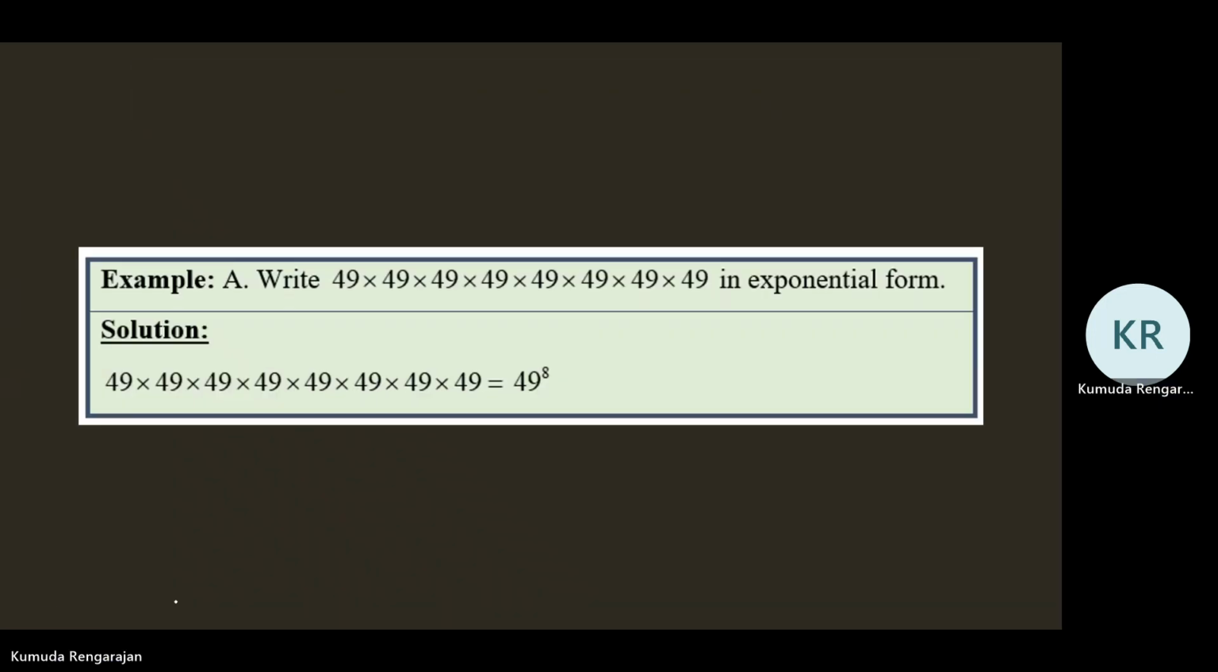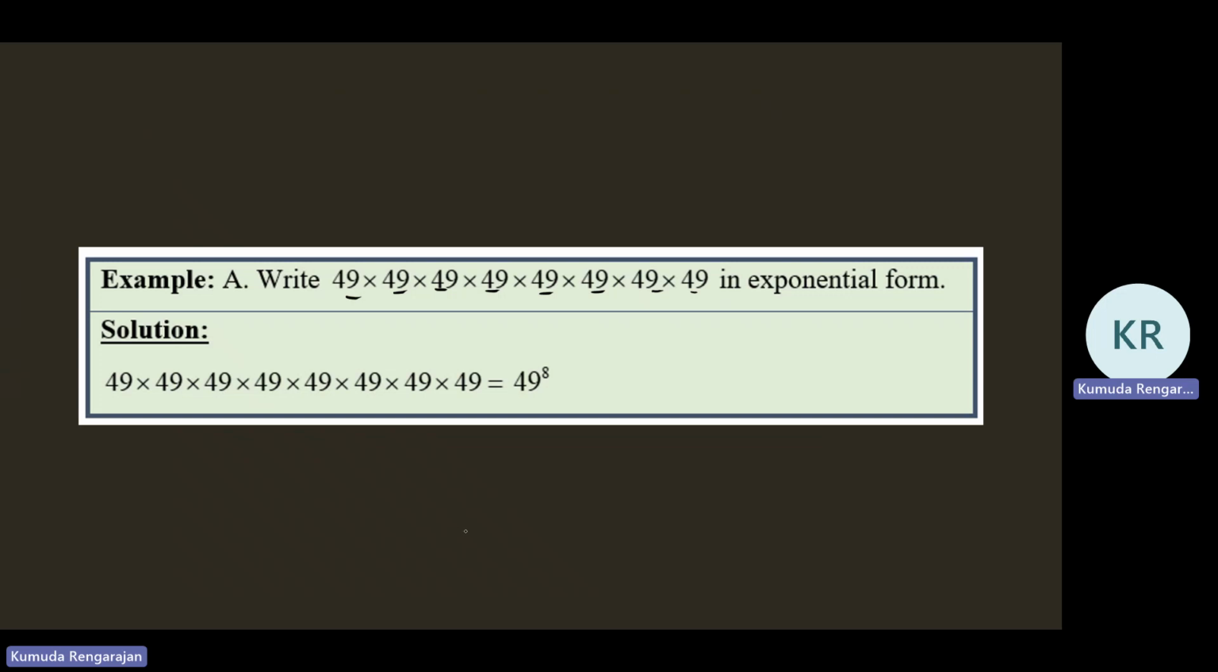So the first one you see. Write 49 into 49. How many times? 1, 2, 3, 4, 5, 6, 7, 8 times. 49 is multiplied with itself 8 times.